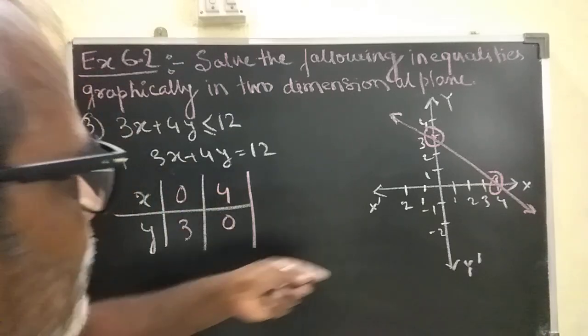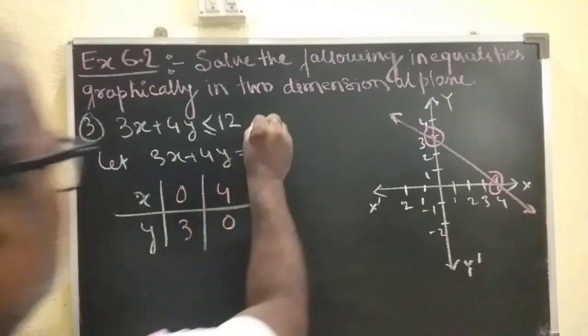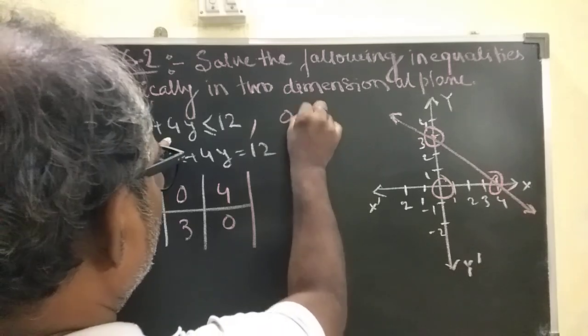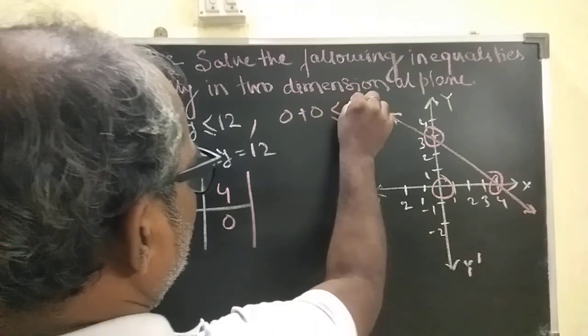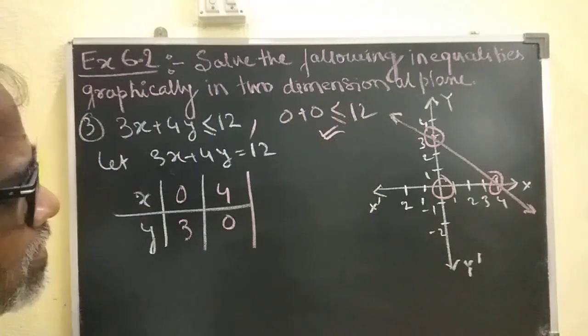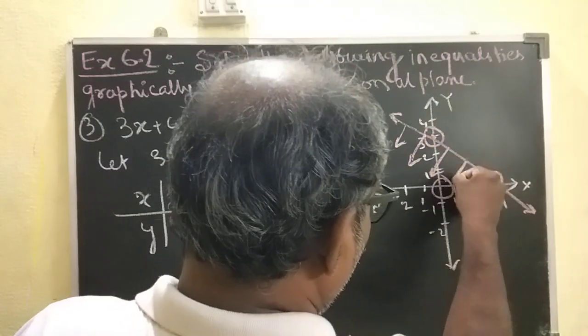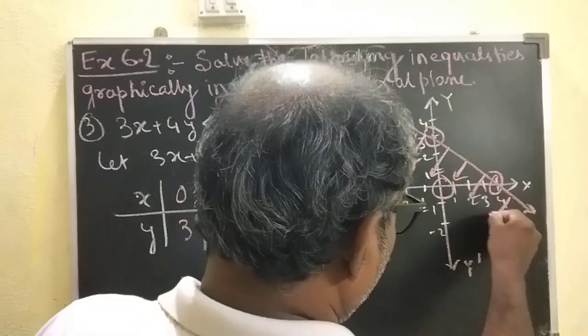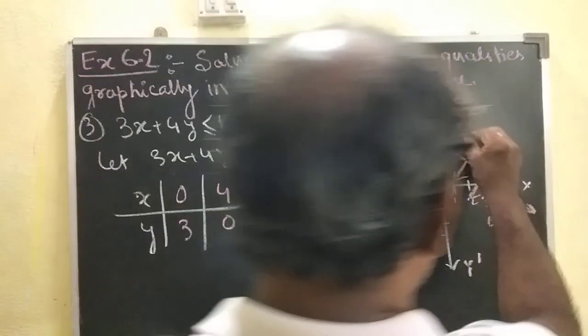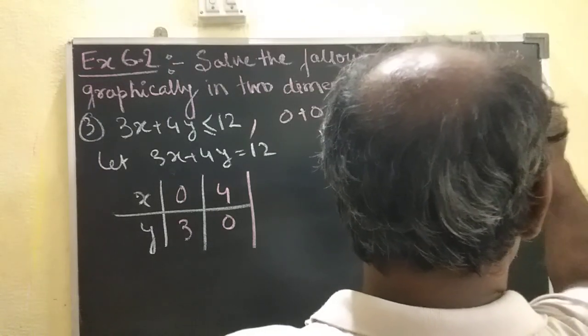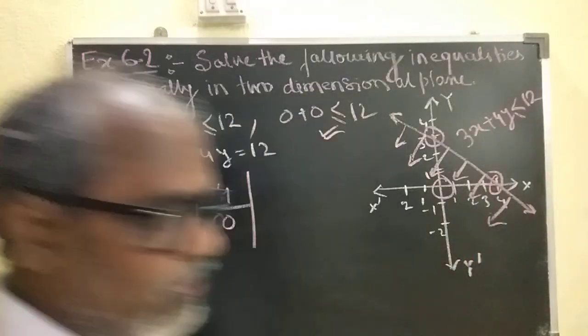Now we have to see which side we have to shade. We will take this point 0, so we are getting here 0 plus 0, which is less than or equal to 12. This statement is correct, so we have to shade in this lower position. And write this equation: 3x plus 4y is less than or equal to 12.